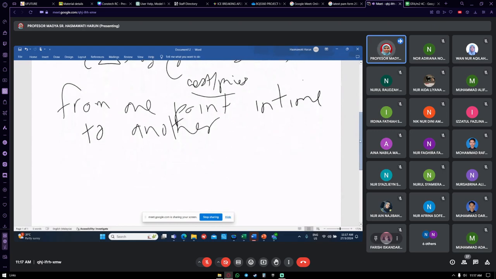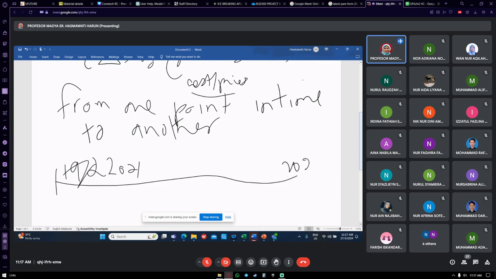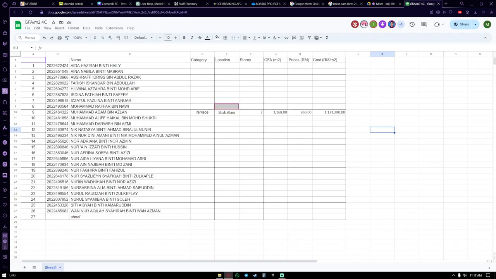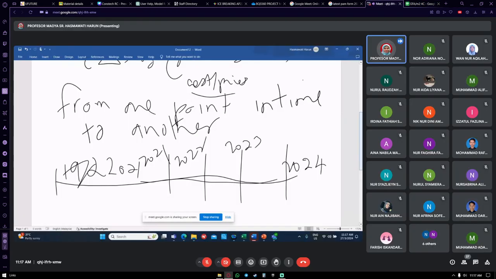Maksud dia apa? Katakanlah you nak measure inflation tahun 2024. Okay. Apakah indeks inflation ataupun indeks population pada tahun 2024? Okay, so kita kena tahu bahawa kita nak tahu 2024. Sebelum 2024 ada 2023, ada 2022, ada 2021. Jadi apakah perbezaan harga ataupun kos ataupun tak kisahlah percentage ke, increase ke of changes of population dalam bentuk percentage ke, whatever ke, weightage ke, ya, constant ke daripada tahun 2021 kepada 2024.